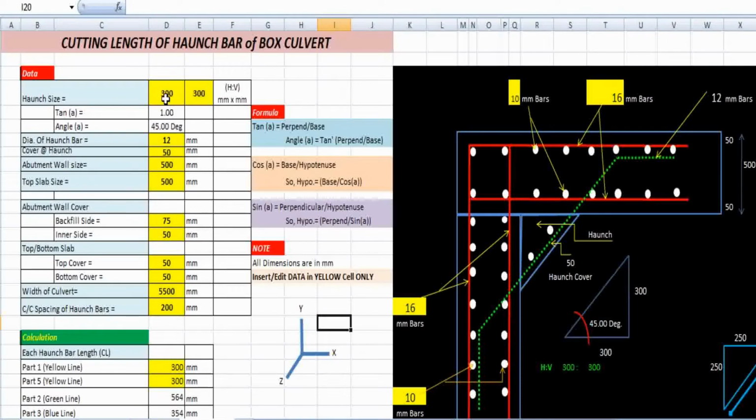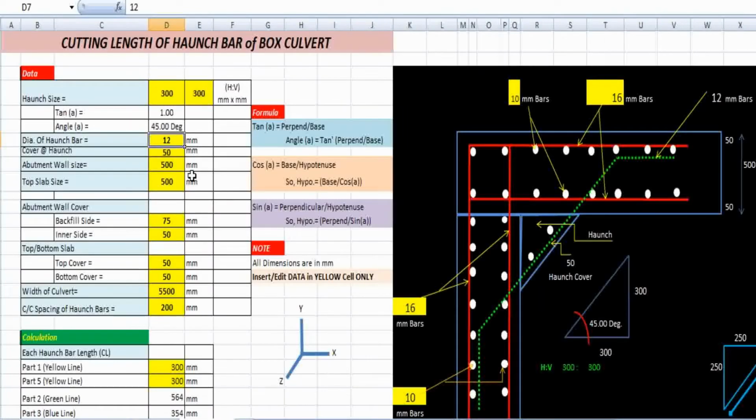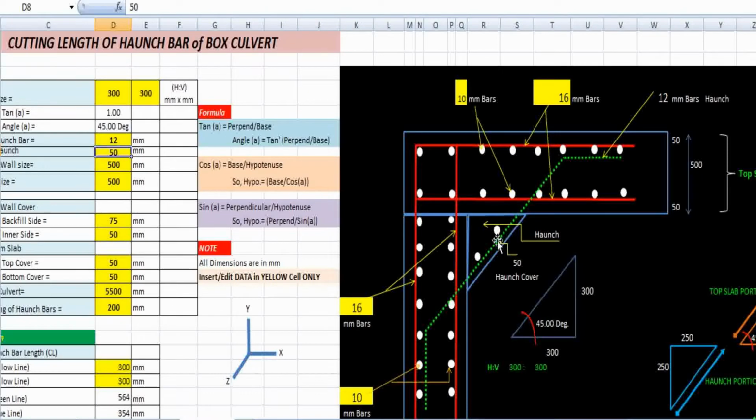Here in the data chart, there is the hunch size. Hunch means horizontal by vertical. So 300 by 300 we have taken here, and the diameter of the hunch bar, as we see, is 12 mm, which is specified also here. Then the cover of the hunch bar is 50 mm. Here the cover is from this hunch bar to this concrete portion. This is the cover of the hunch bar.